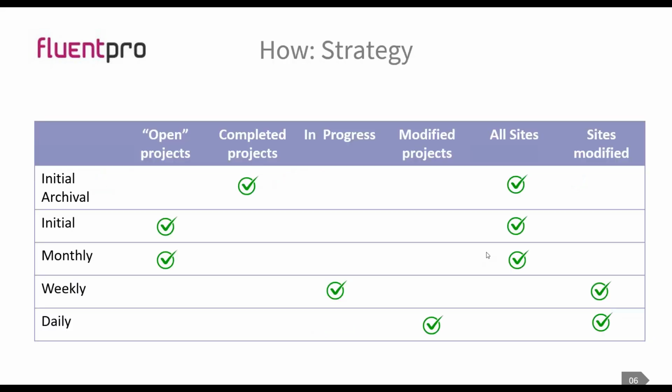If we talk about what to backup and how often to backup, we definitely recommend that initially when you deploy the solution that you do archival of all completed projects. Just decide on the date. It can be 6 month old projects. It can be 1 year old, 2 year. It's up to your organization to decide what the criteria for archival is, but we recommend to do that initial archive. Then initially perform initial backup of all open projects.